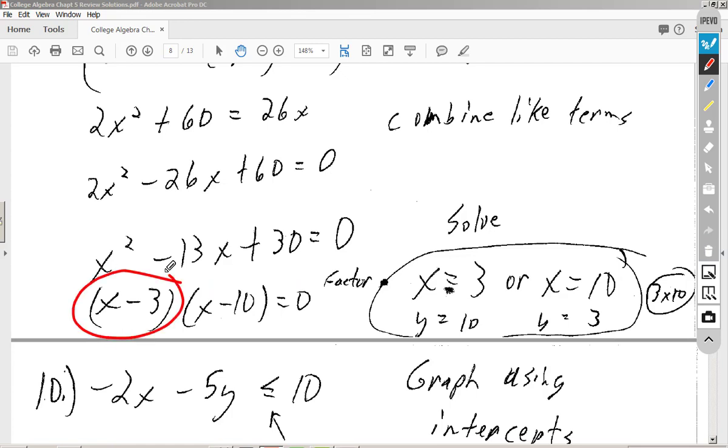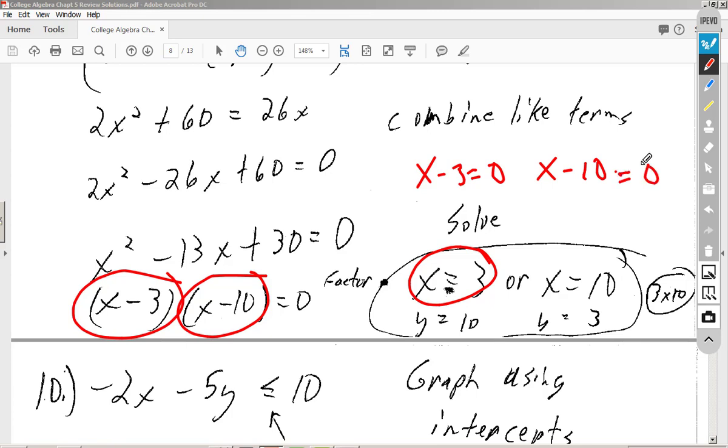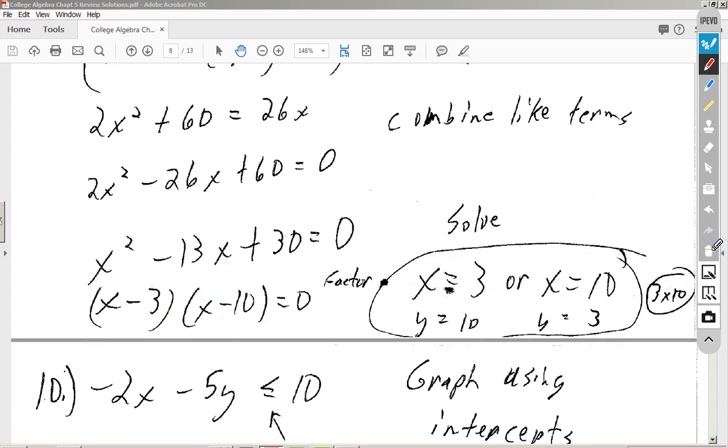So I take this and set it equal to 0. So I got x minus 3 equals 0. And so that's going to leave me with x equals 3. And I have my other equation, x minus 10, set that equal to 0, and solve that. And I get x equals 10. So now it looks like the dimensions don't really matter.